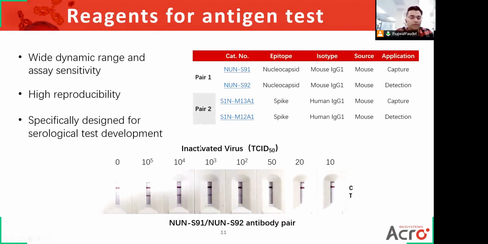ACRO has also developed antibody match pairs for lateral flow assay against nucleocapsid and spike proteins. These antibody pairs have high stability and are specifically designed for serological tests. The nucleocapsid detection pairs shown here performed extremely well with a positive test line at tissue culture infectious dose value of 10.